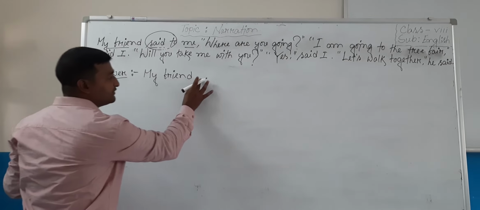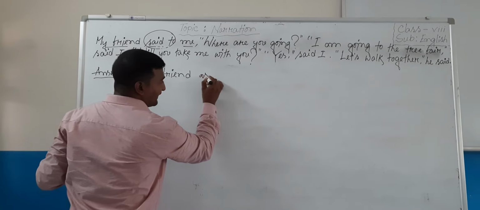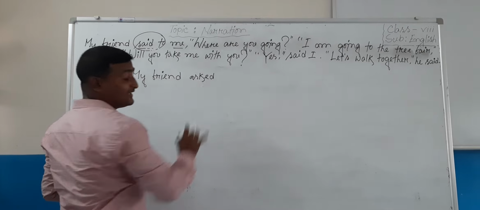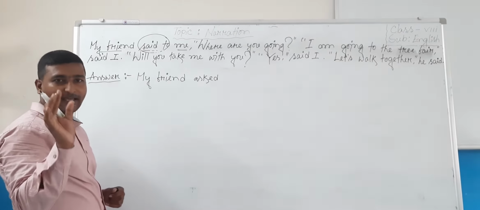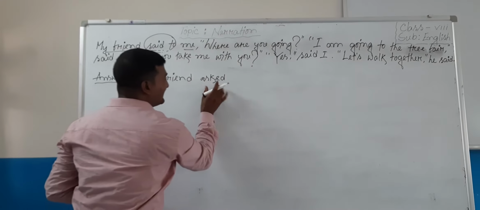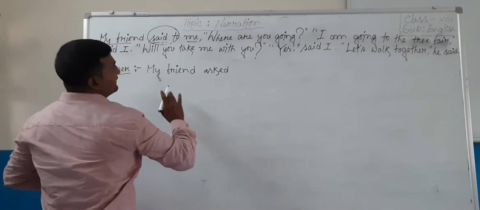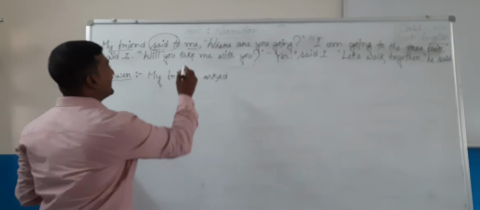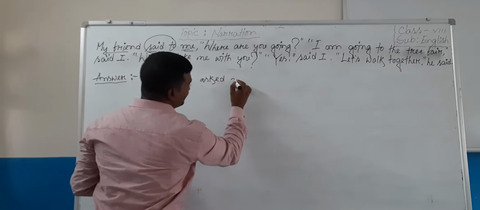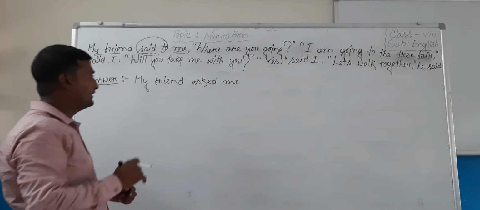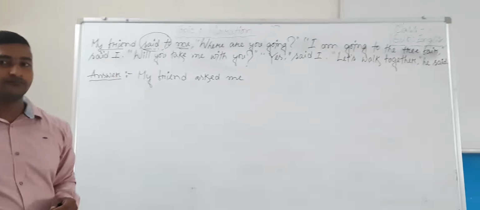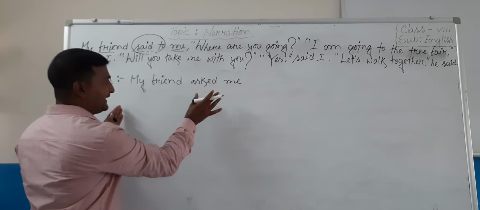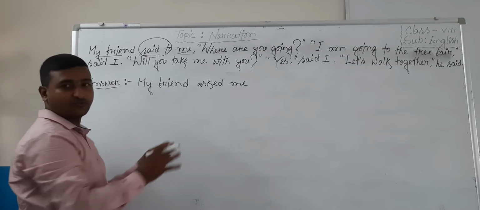So we have to use here the verb asked, because for an interrogative sentence in the indirect narration we have to use the verb asked. Then my friend asked with whom? My friend asked me. There is the object me. Okay. Now we have already done the reporting verb's work.